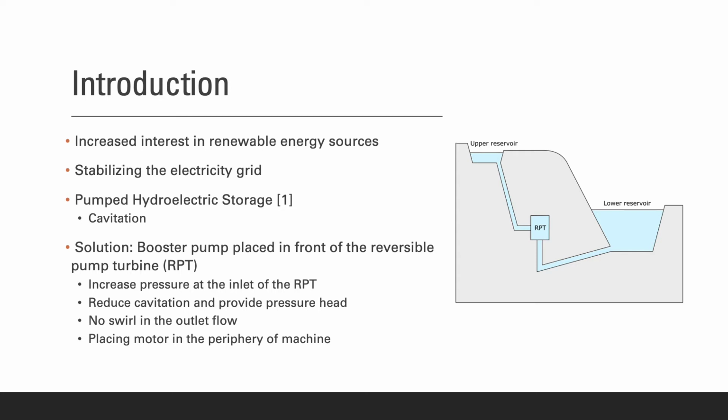Also, when the RPT is in turbine mode, this booster pump will be in the outlet flow, which can affect how the RPT is working. Therefore, the concept of placing the motor in the periphery of the machine instead of having a shaft-driven machine is going to be investigated, as this would make for an easier way to lift the booster pump up out of the flow instead of it being constantly in the outlet flow of the turbine.